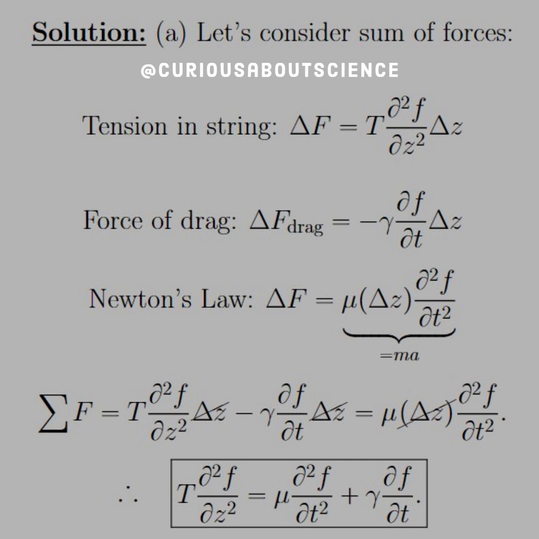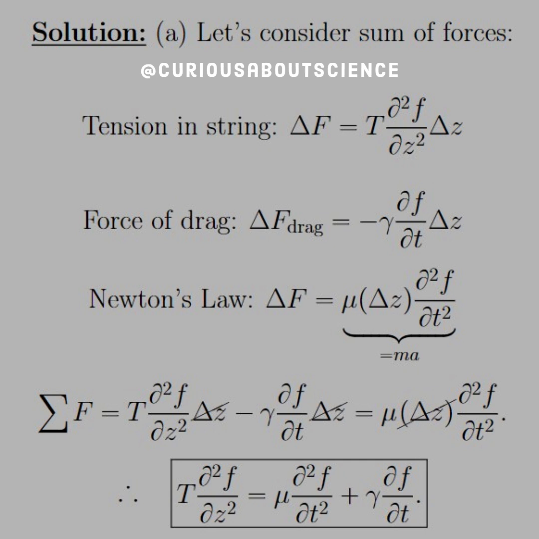But let's consider some of the forces to start. If we're looking at some minute change of force from the tension in the string, we just have T d squared f over dz squared times delta z. Similarly, if we consider the force of drag, we see what that is. And then Newton's law tells us that the change in force is equal to ma, where mu is the linear mass density. So mass density times the delta z for however long it is gives us the total mass, and we have acceleration as d squared f over dt squared.